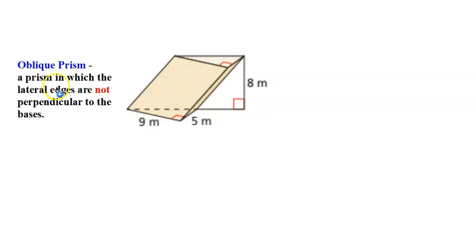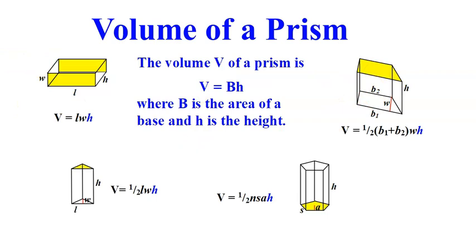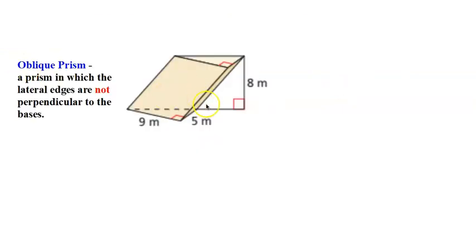This is an oblique prism, which just means that the lateral edges are not perpendicular to the base. Remember, if the lateral edges are perpendicular, it goes straight up and down, like all of these are right prisms. This is an oblique prism. So what do we do with this?